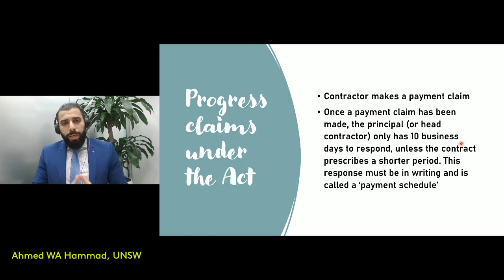Now, as I said, the claimant makes a progress claim under the Act. It has to be mentioned that the claim is made under the Act. What happens after that? Well, after that, the claim is received by the principal. The principal has 10 business days, a time frame that's specified by the Act, to respond. Now, the response has to come in the form of a payment schedule. So the principal has to respond in writing via a payment schedule, and the payment schedule would describe whether the principal agrees or disagrees with the amount specified.